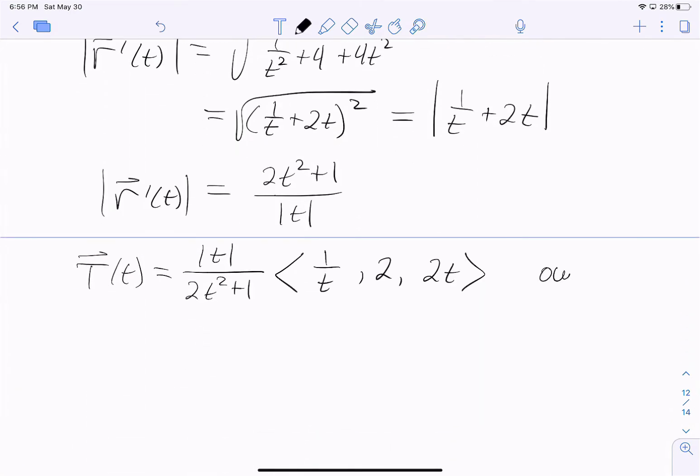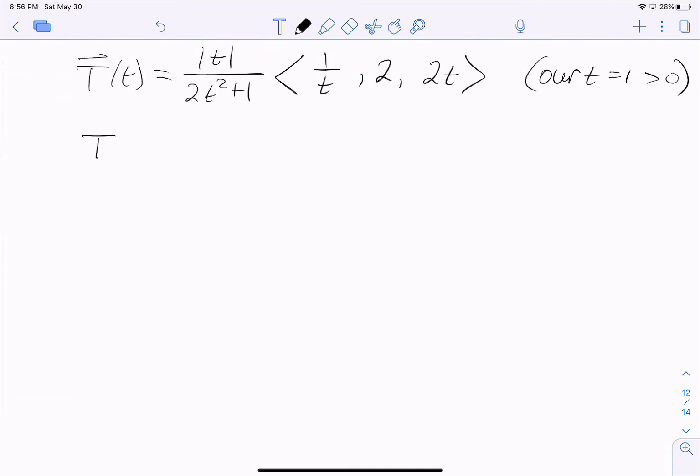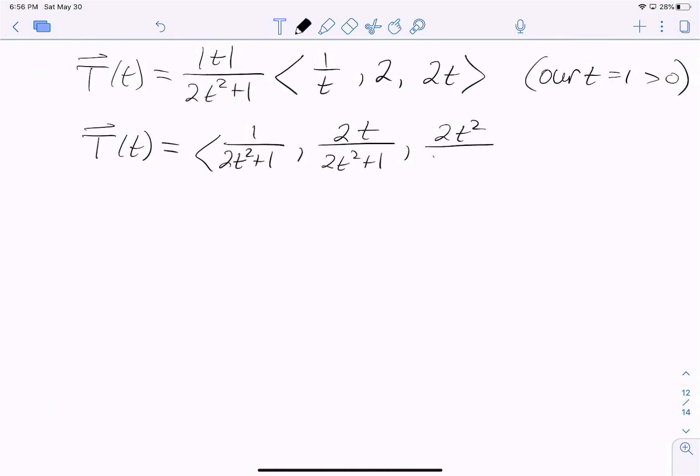Now, because our t is equal to 1, which is greater than 0, I'm going to go ahead and drop the absolute value at this point. It'll become cumbersome otherwise. I mean, it's going to be cumbersome enough anyway, right? So the unit tangent vector, T of t, is equal to 1 over 2t squared plus 1, 2t over 2t squared plus 1, 2t squared over 2t squared plus 1.